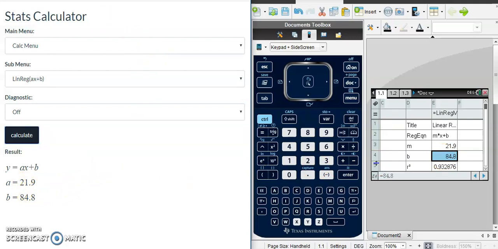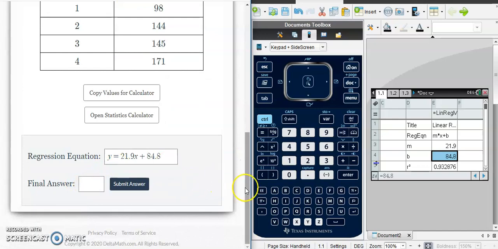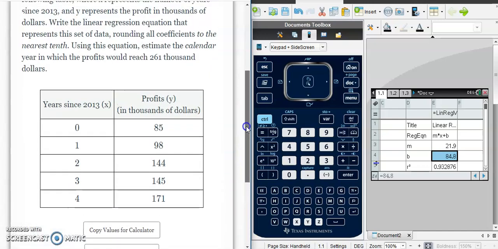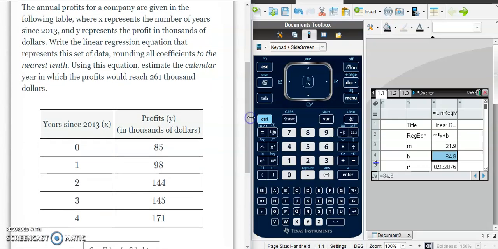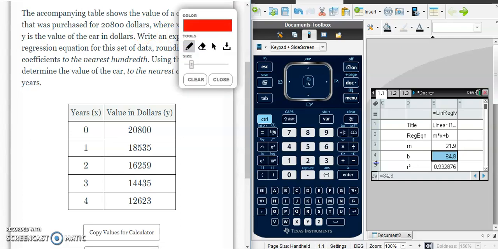So that gives you the ability to then go back to your problem, enter your equation, and then do your solving to find that value. All right, so there's a walkthrough on the linear, just a refresher. So let's go to maybe an exponential problem here.